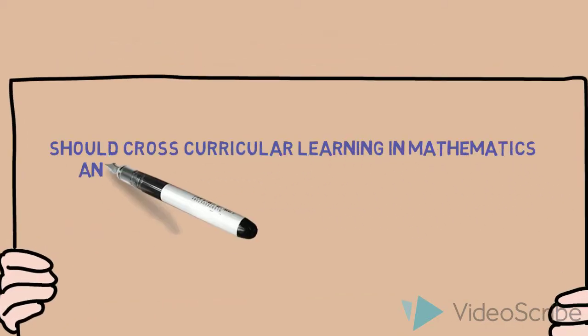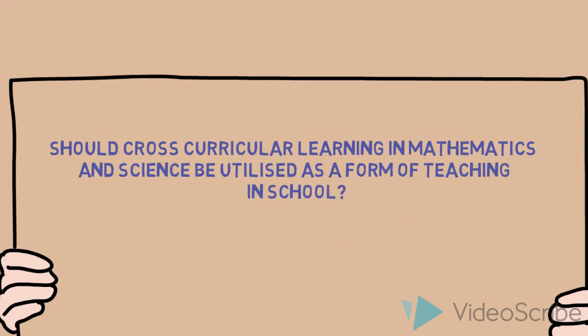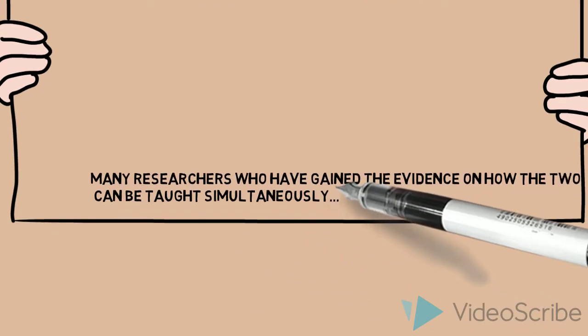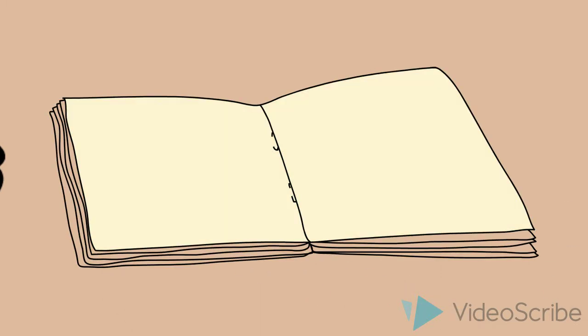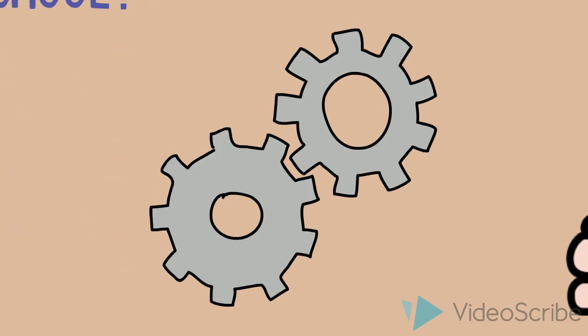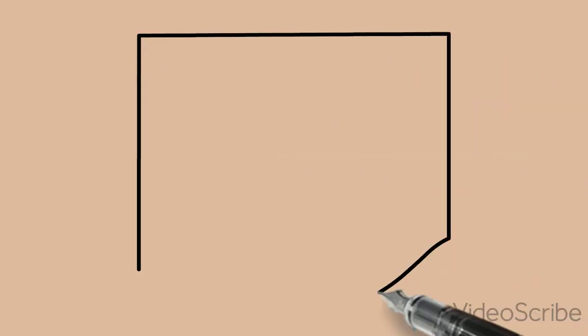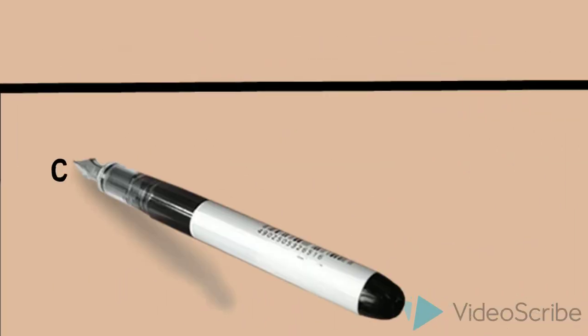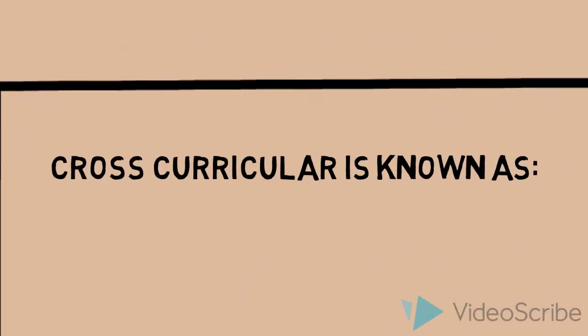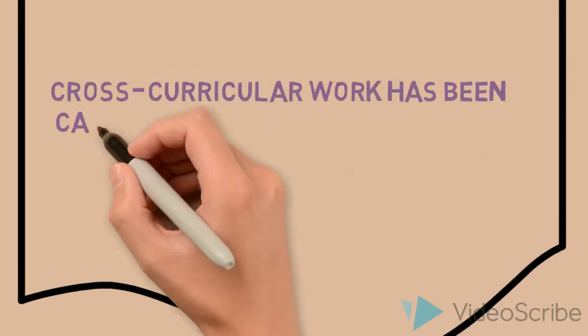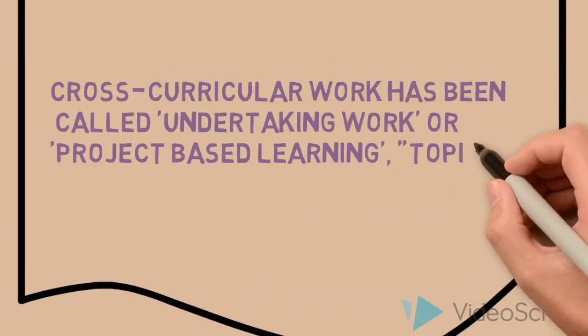Cross-curricular links between science and mathematics. Whether cross-curricular learning ought to be adjusted has been a subject of debate among educationists for the most recent century. Still, right up till today, it is changing with respect to the views of how subjects ought to be taught. Should cross-curricular learning be utilised as a form of teaching in school?